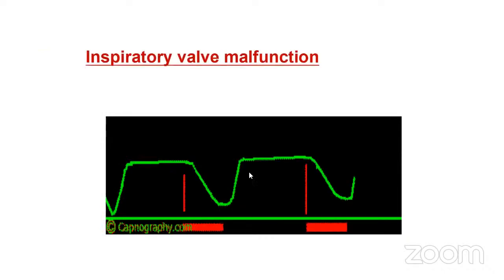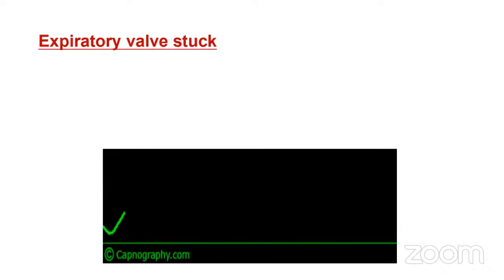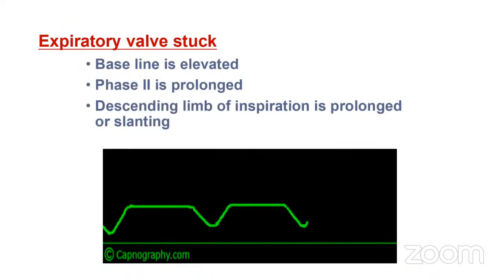Inspiratory malfunction: you can see that phase 4 is prolonged, it is taking more time, so we have to check for the malfunction. This is the expiratory valve stuck, it is not touching the baseline and it is almost like rebreathing. With spontaneous ventilation, we can see the graph like this, and with the effect of the muscle relaxant, the waveform changes.